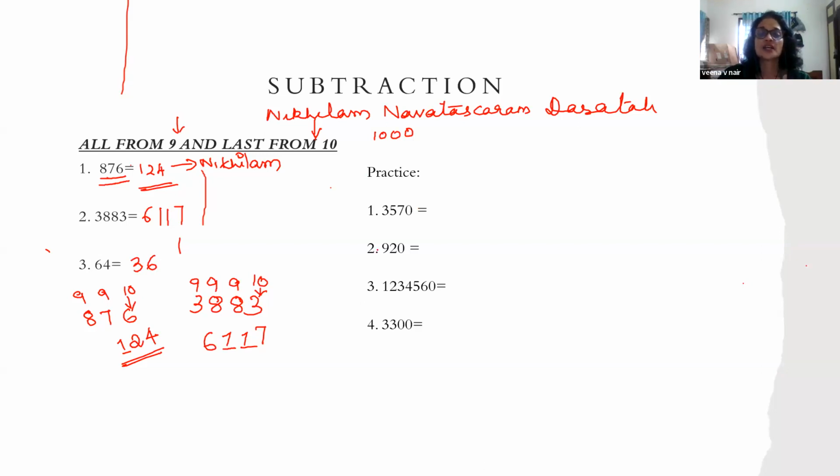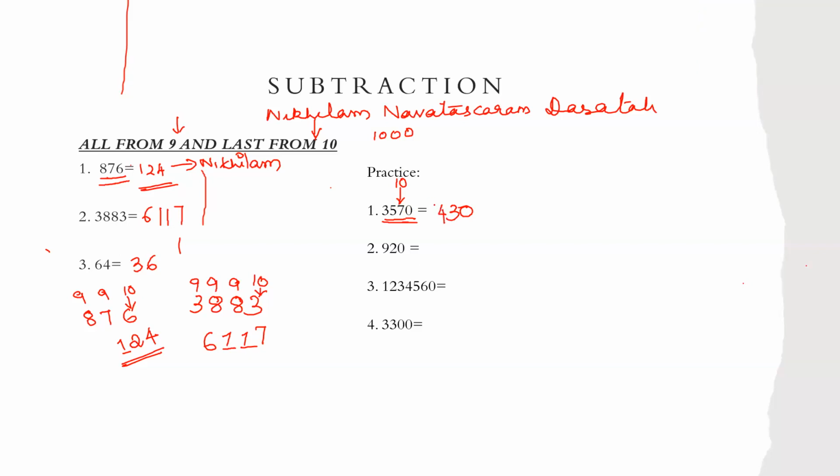Now, here is a catch. Whenever we see 0, we apply this rule from the last number before 0. So we apply Nikhilam, all from 9, on 2357. Did you understand? And then at the last we add 0. We write 0 and apply this rule. All from 9, last from 10. 10 minus 7 is 3. 9 minus 5 is 4. 9 minus 3 is 6. So the answer is 6430.